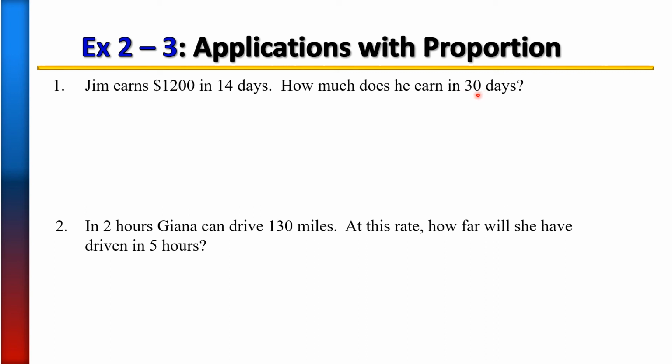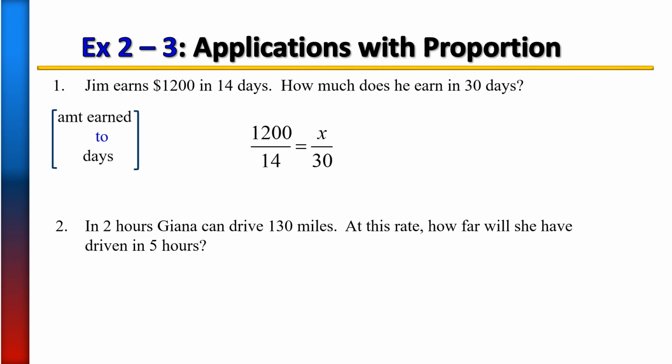The third number that is mentioned here is 30. So you have to decide with the third number whether it goes on top or bottom based on what you're comparing. So if we go back to the beginning, it's amount to days that we're comparing. Since 30 is referring to days, and days is on the bottom, we have to put the 30 on the bottom. And our unknown, what we don't know, is what the amount would be in 30 days, and that would be x. Again, amount is on top. We don't know how much the amount would be in 30 days, and that's what we want to find out.